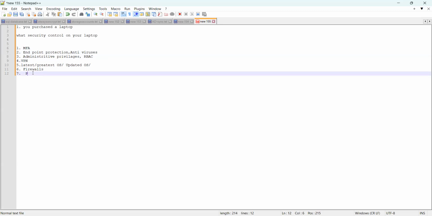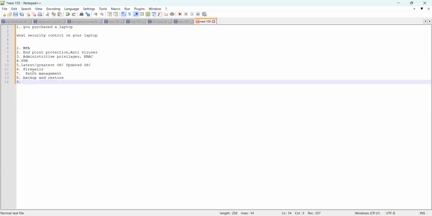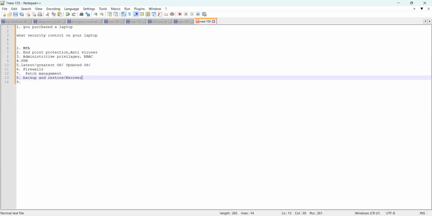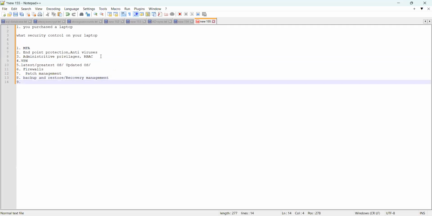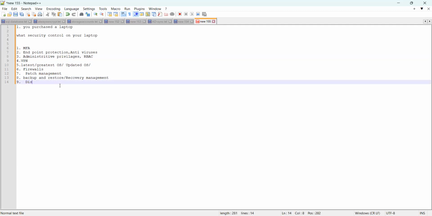Patch management, probably that goes into the OS. Also a backup solution that we usually get to back up our documents and folders and stuff. That would be recovery management, part of recovery: backup and restore. What else? Maybe something related to access management and controls, like who could access what, or it goes into privilege. Maybe one thing you guys missed: probably disk encryption. Oh yeah, yes.